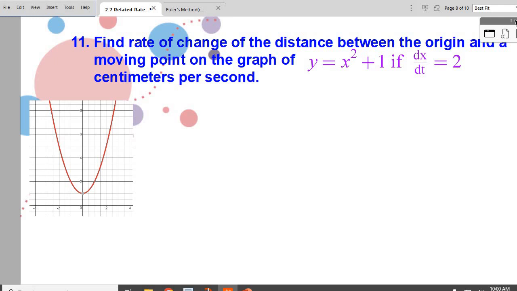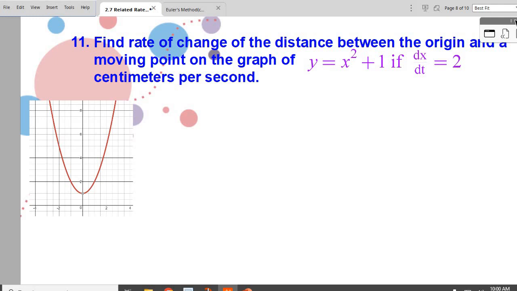Take the derivative. So what does y represent? It represents the graph. It represents the moving point. Does it represent the moving point? I don't know. y equals height.